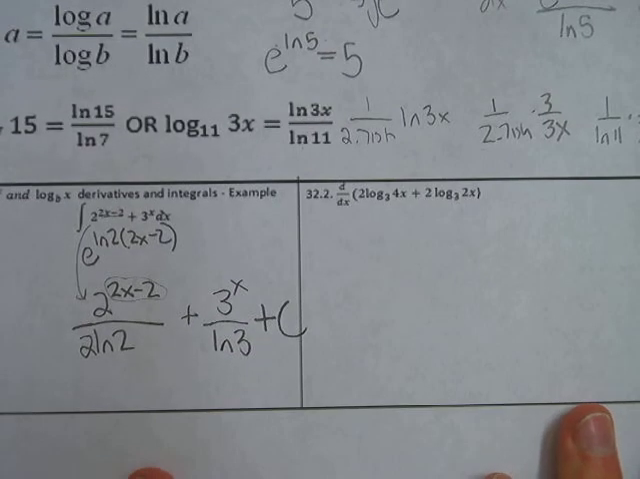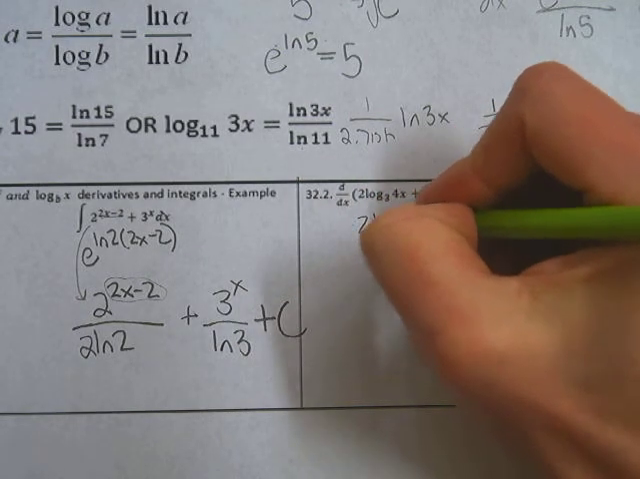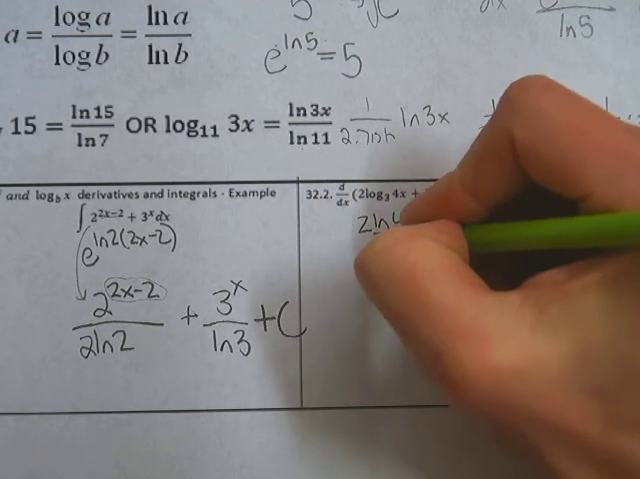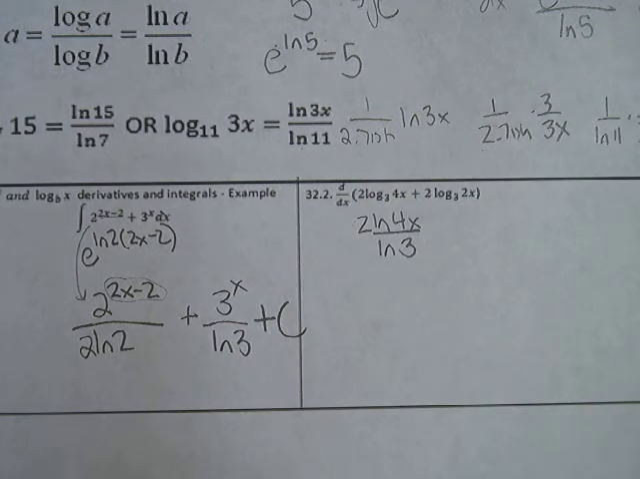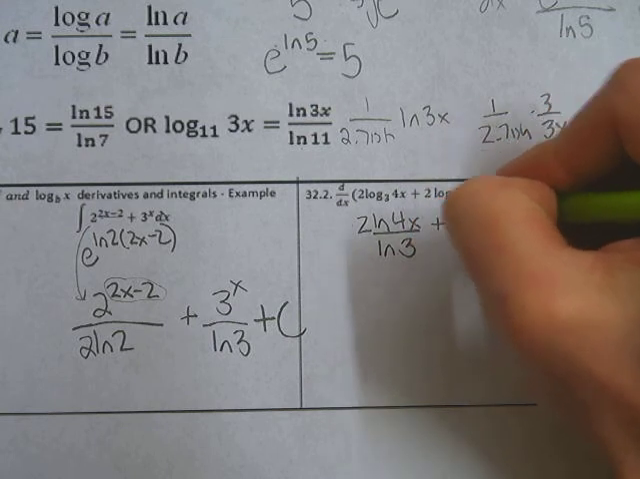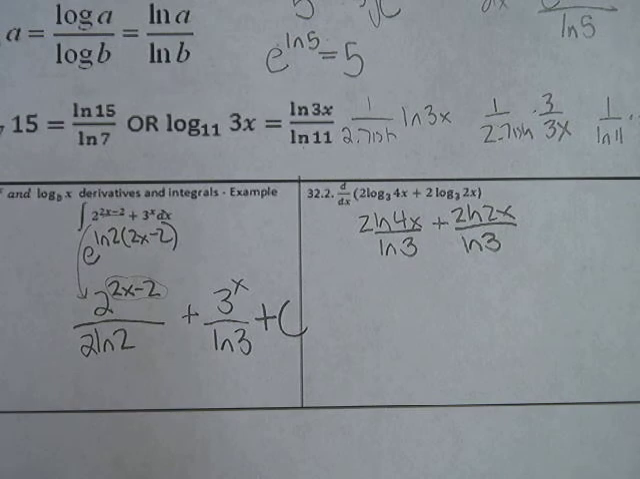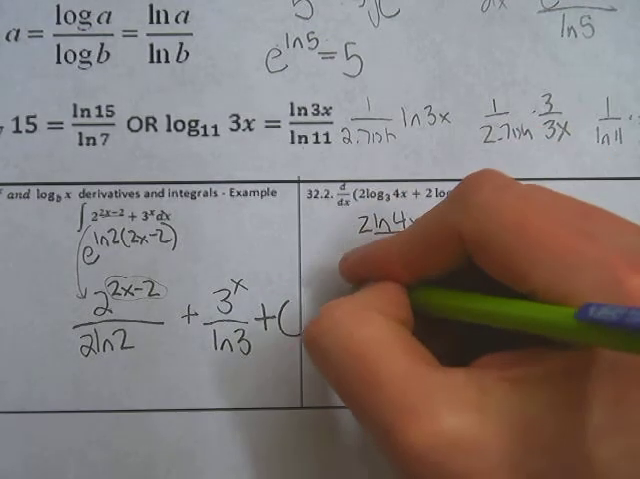All right, next. Logs. Logs have the easy rewrites. It's just going to be 2 ln 4x over ln 3, because our base is 3. And here, we're going to have 2 ln 2x over ln 3. So not too shabby there. Now I can take derivatives. So I'm just going to pull out the 2 over ln 3.